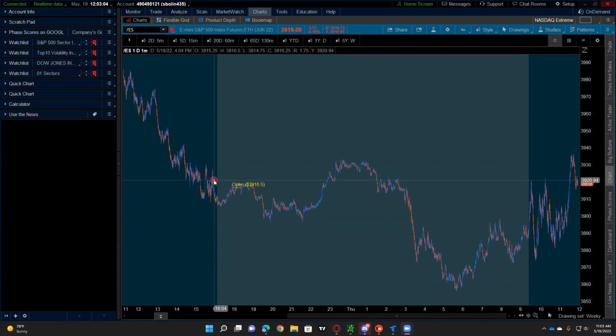We're going to continue to introduce the different parts of a futures trading perspective. Today we're going to talk about Globex.